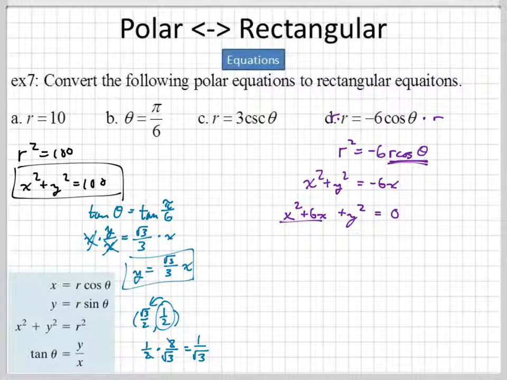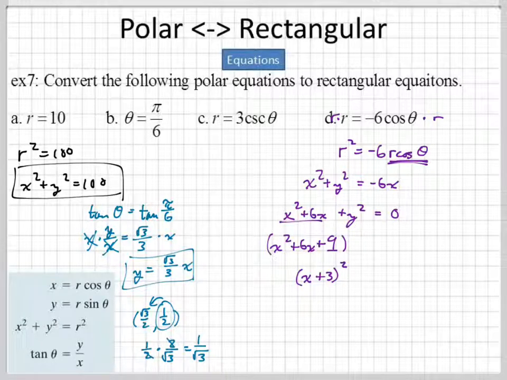So let's make this a perfect square. That's going to be x squared plus 6x plus, what are we going to add to that? 9. We take the 6, divide it by 2, and then square it. That's how you complete the square. Now it's a perfect square trinomial. Why do we want a perfect square trinomial? So we can write it like this, x plus 3 squared, because that would be more like conic form.